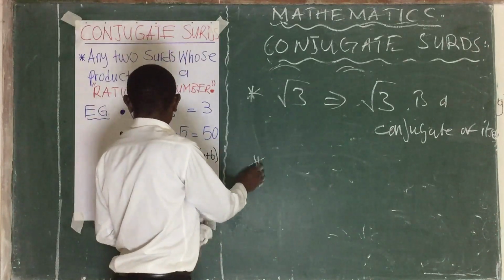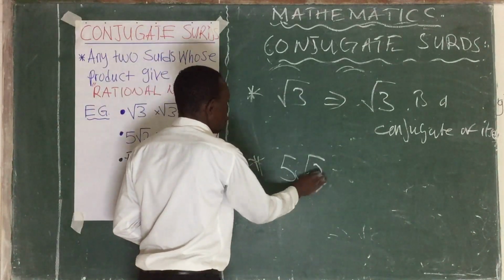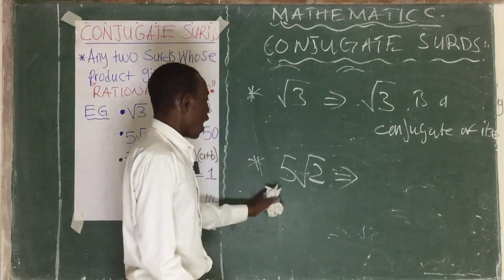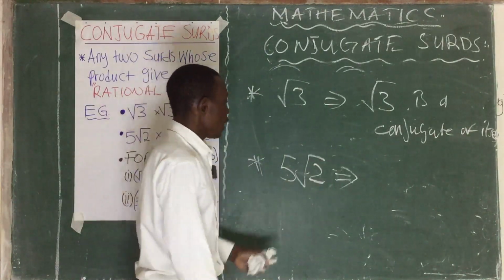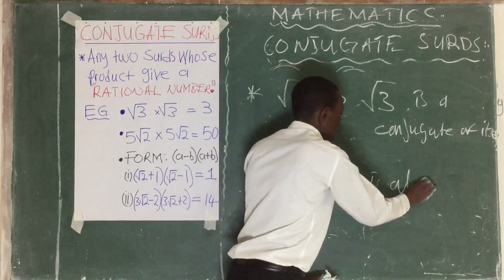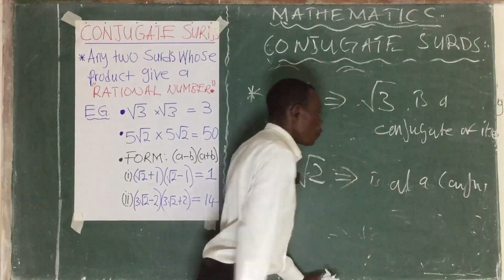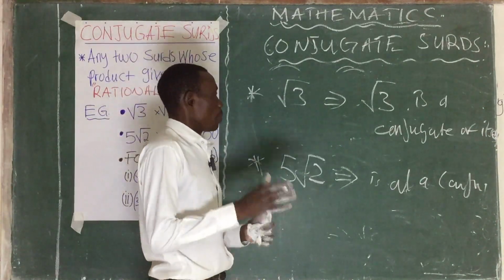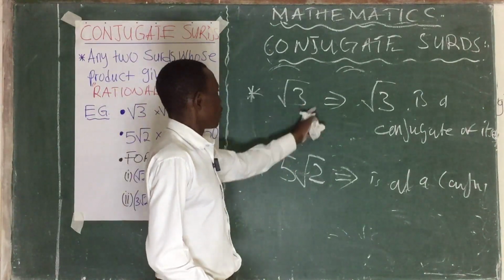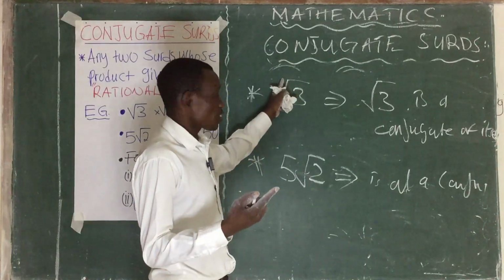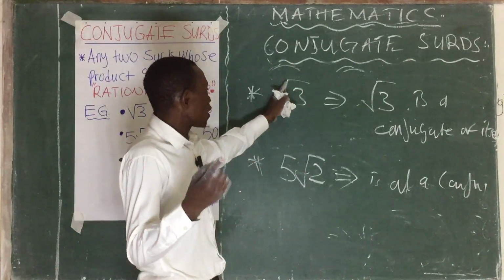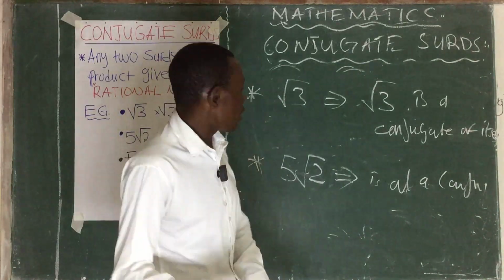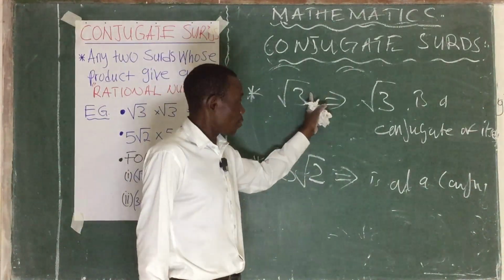And again, here we talk of 5 root of 2. This one is also a conjugate of itself. Or the other way around, somebody might ask you, what is the conjugate of root of 3? What is that person trying to ask you? It's just a matter of asking, what can be multiplied by root of 3 to get a rational number? So here it means you talk of another root of 3.